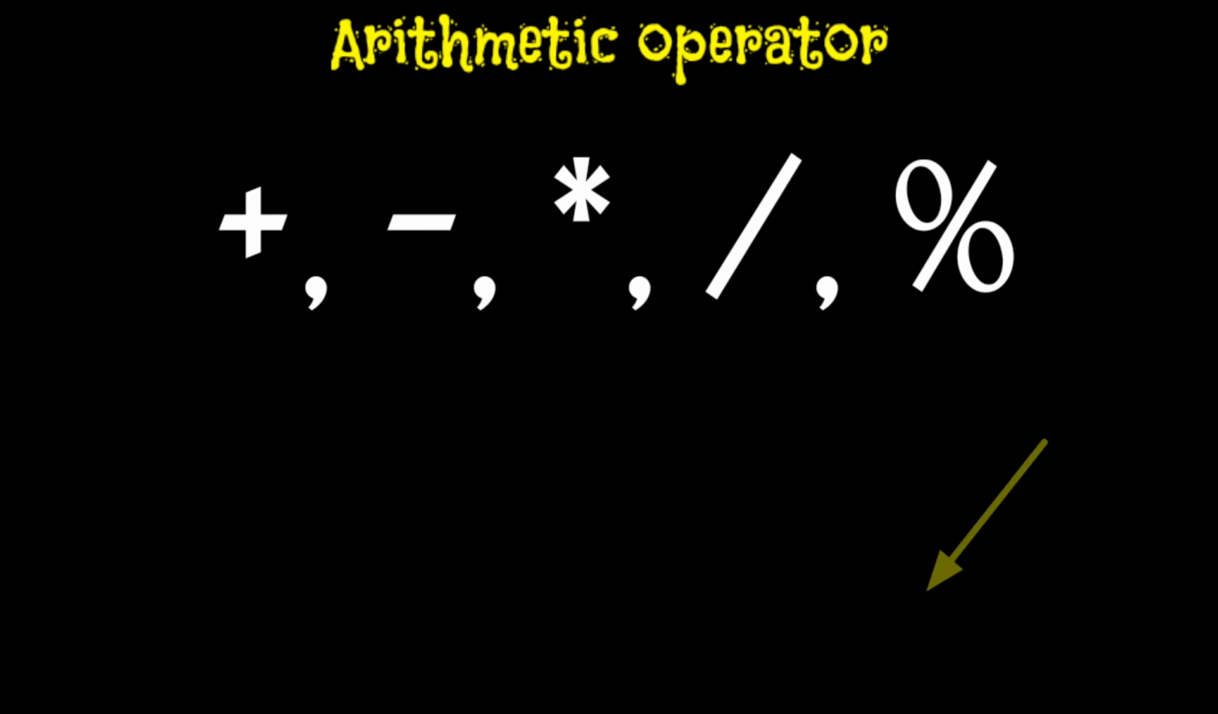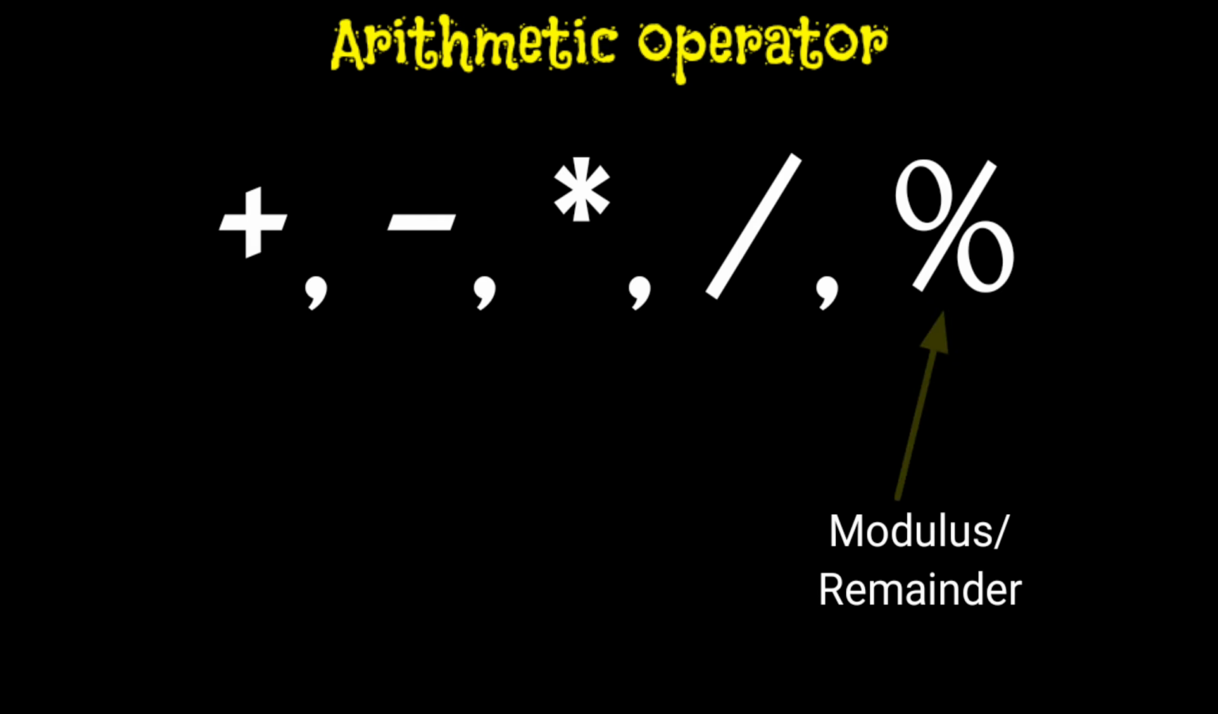Next we have the second category, that is the arithmetic operators. Here we have plus, minus, etc. These are arithmetic operators. First one is addition, second one is subtraction, third is the multiplication operator, next is the division operator, and after the division operator we have the last one, which you might be confused with percentage, but it is not percentage, it is the modulus operator, also known as remainder.